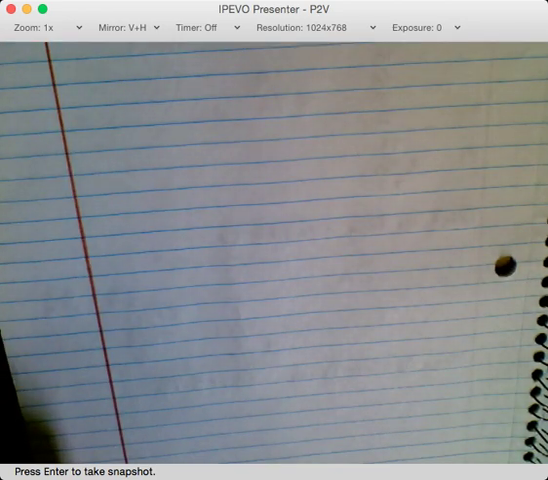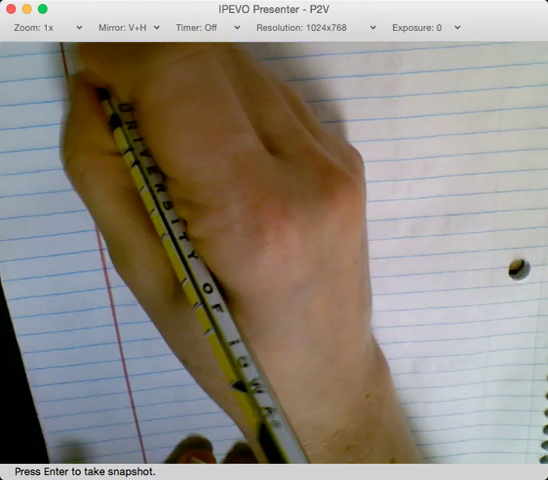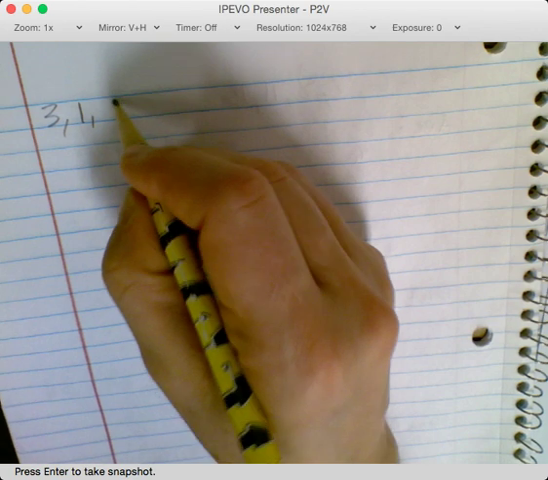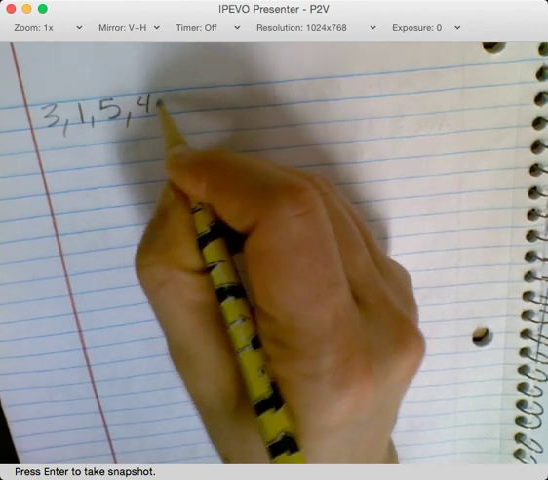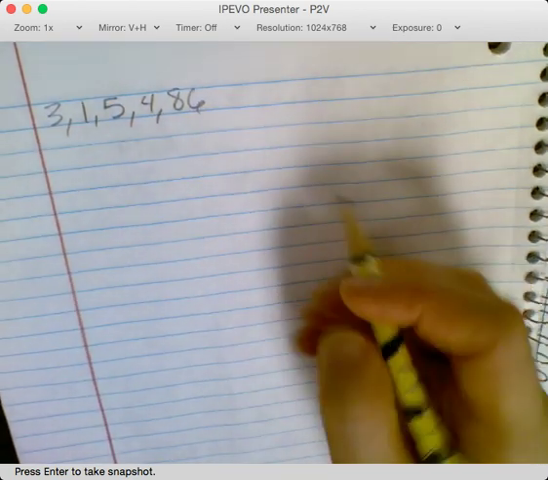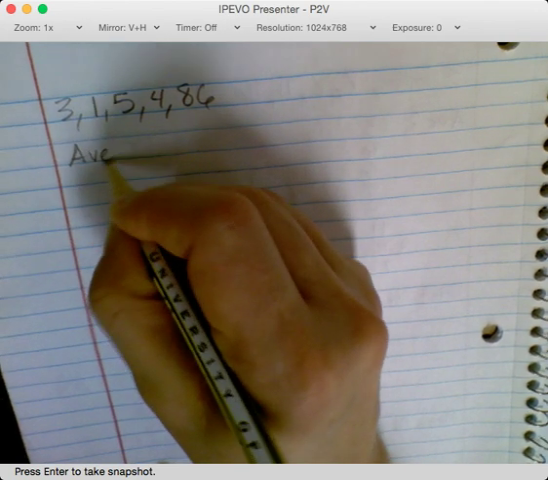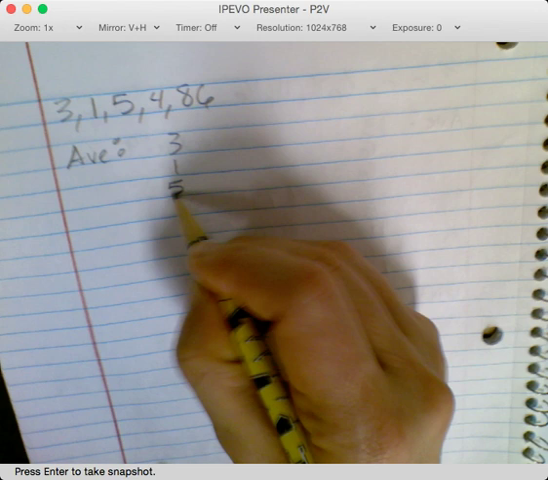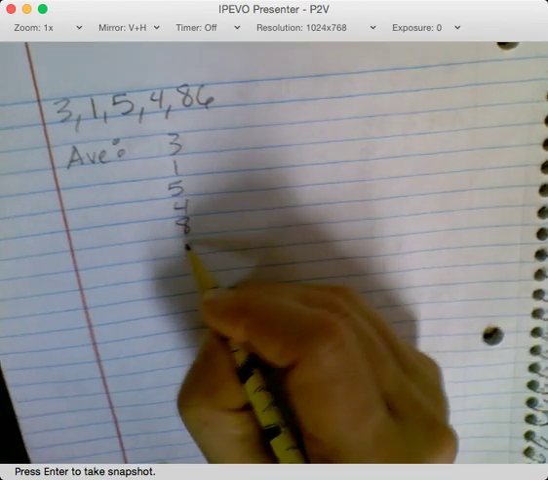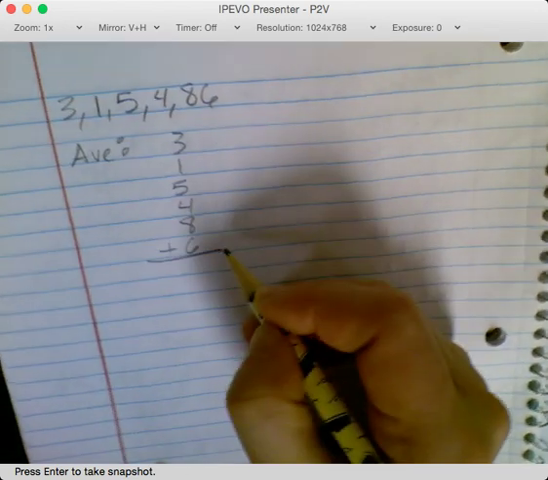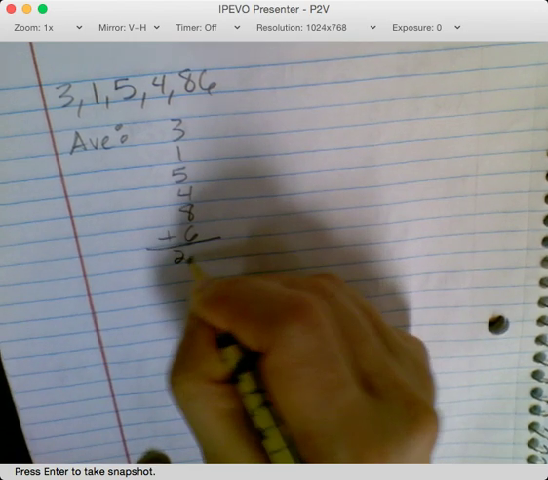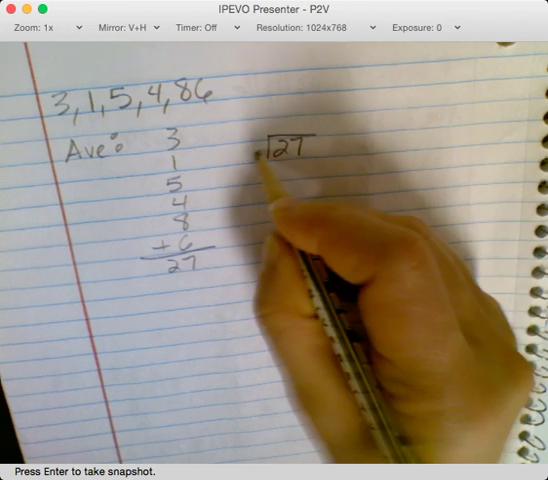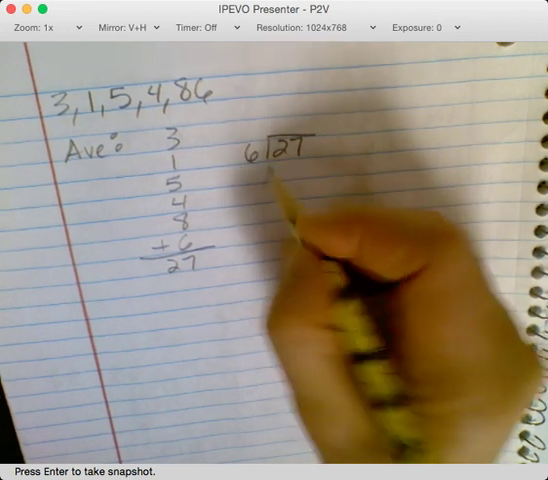Okay, so let's use this set: 3, 1, 5, 4, 8, 6. This is a smaller set. I find the average. Remember, I add them all up and divide by how many there are. 3, 1, 5, 4, 8, 6. That is 27. I know 6 doesn't go into 27 evenly, so I'm going to get a fraction or a decimal.